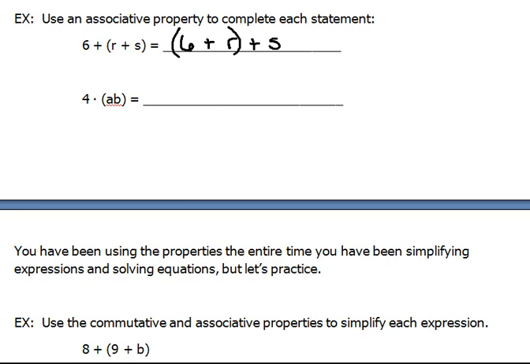In the next example, we've got 4 times A times B. But because multiplication is associative, we could also rewrite that and instead do the 4 times A first, then multiply it to B, and we would get the exact same thing.